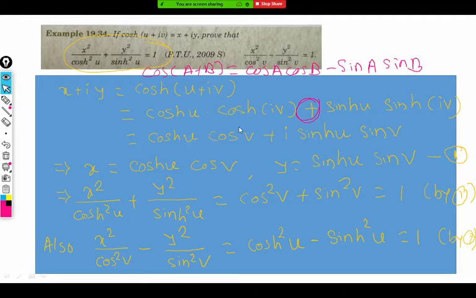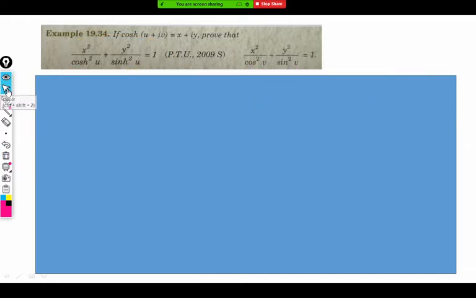So you have to use this result. Cos of iv is cos hyperbolic v. Suppose you want to convert cos v into hyperbolic, you have to write it as cos hyperbolic iv. This cos v can be written as cos hyperbolic iv. There is nothing that comes about sine there. Okay. So that is about the first question.